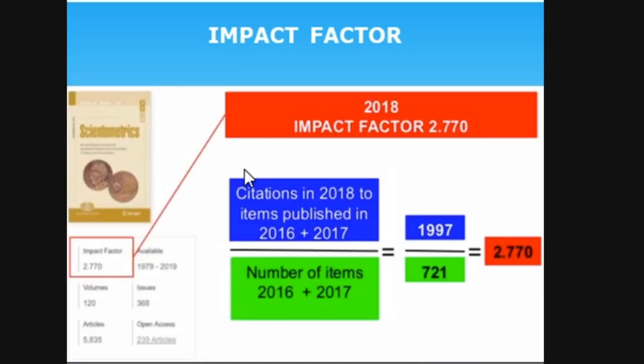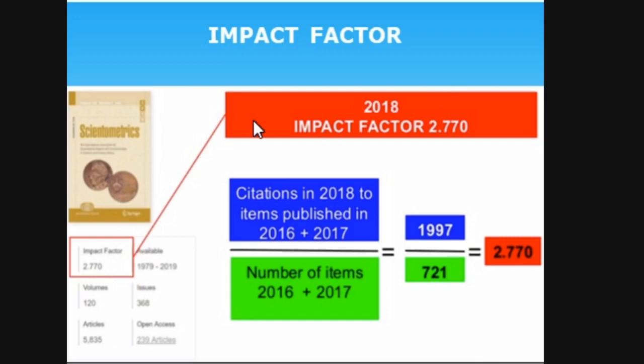So this is a very good journal. This is a journal published by Springer. 2.770 is a very good impact factor actually. Seriously, it is a very good impact factor. That means every article on average is cited at least more than 2 times. See, this is for 2018 only. In 2019 it will be changed, in 2020 it will be changed.